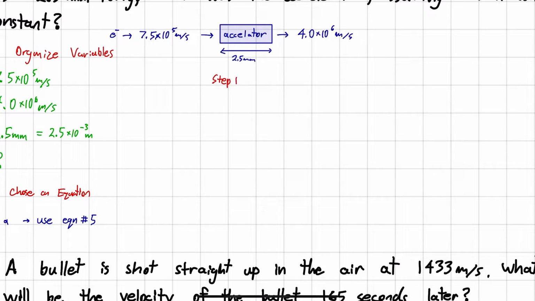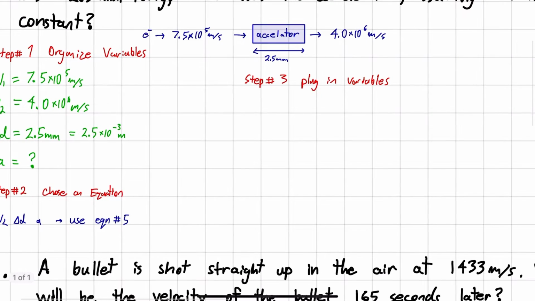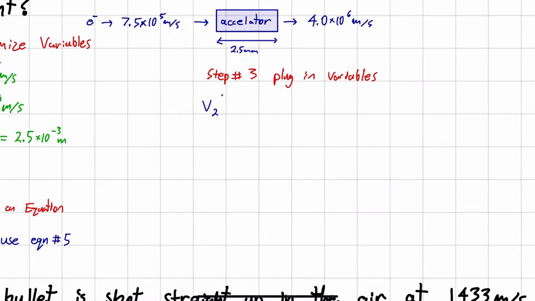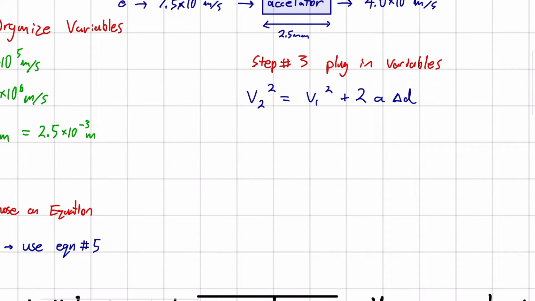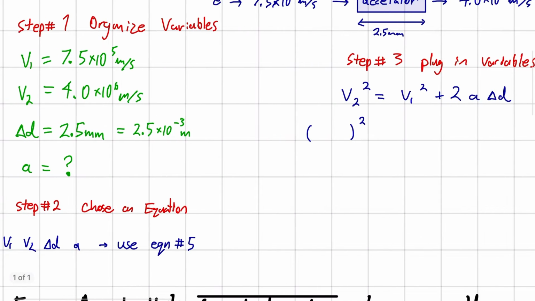Right, on to step 3, where we plug in the variables. So let's rewrite our equation 5 here. V2 squared equals V1 squared plus 2a delta d. So we're going to plug in the given variables into our formula now. So our V2 is 4.0 times 10 to the 6 meters per second.